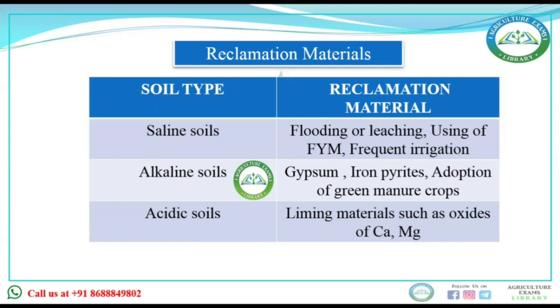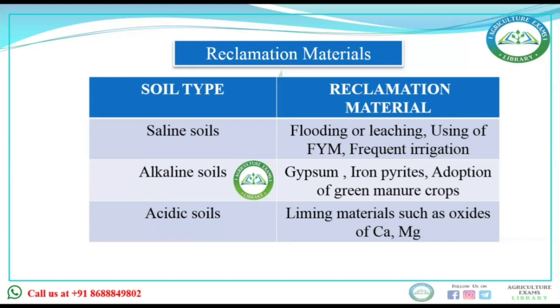Another option is that you can use farmyard manure. Frequent irrigation also removes salts from the soil surface. In case of alkali soil, you can use gypsum, iron pyrites, and you can adopt green manure crops. But gypsum cannot be used in saline soil, because gypsum contains sulfate ion, which also increases the salinity in soil. That's why gypsum is not recommended for saline soil.